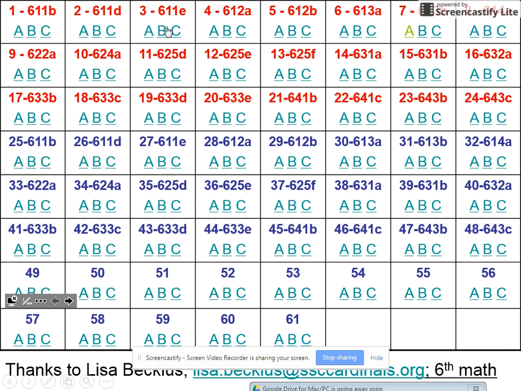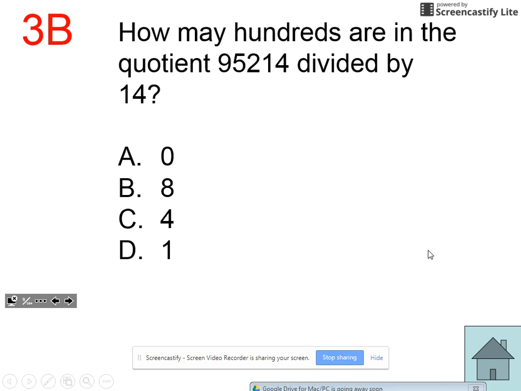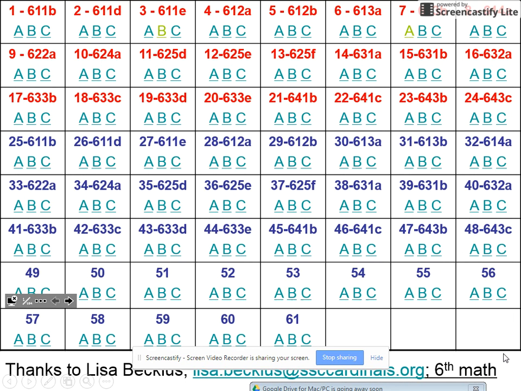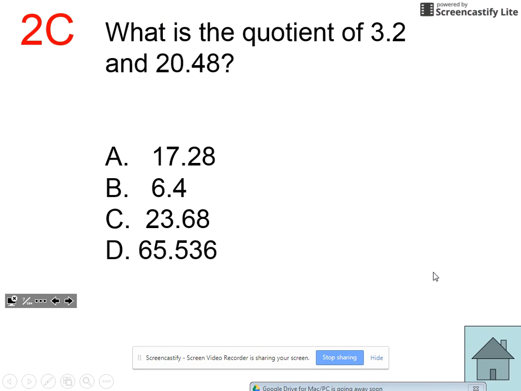Okay, next is 3B. How many hundreds are in the quotient 95,214 divided by 14? Again, how many hundreds are in the quotient? Pause the video now so students can complete their answers. Next is 2C. What is the quotient of 3 and 2/10 and 20 and 48 hundredths? Pause the video now.